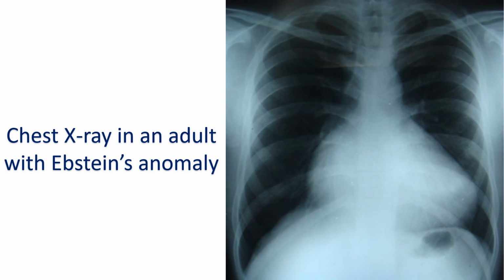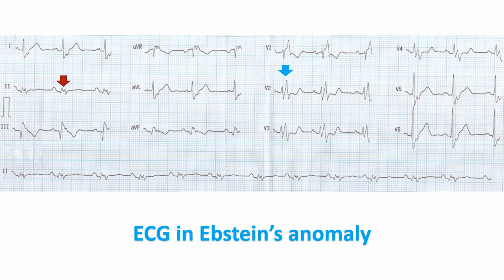X-ray in Ebstein's anomaly may show right atrial enlargement and cardiomegaly. Lung fields are relatively oligemic. This ECG in Ebstein's anomaly shows RS-RS pattern in V2. Splintered polyphasic QRS complexes as seen in lead 2 are characteristic of Ebstein's anomaly. They are also called fragmented QRS. Sometimes supraventricular tachycardia may be documented in the ECG.